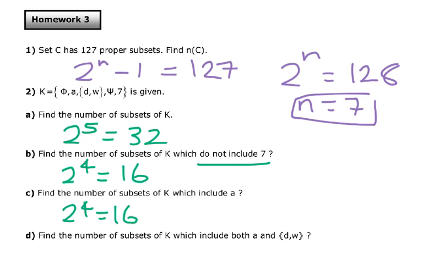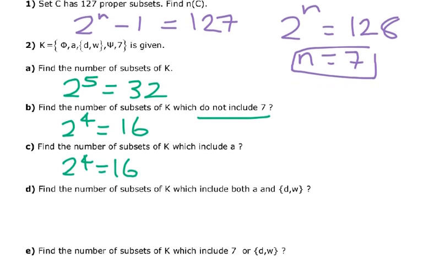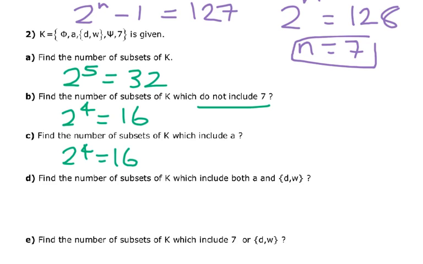In part D then, it says find the number of subsets of K which include both A and DW, so slightly different now. What we're going to do in this case is, as we did in the cases above, we're going to remove those elements A and DW, and we're now left with 3 elements in this set. So how many subsets can we make with those 3 elements? 2 to the power 3 equals 8.